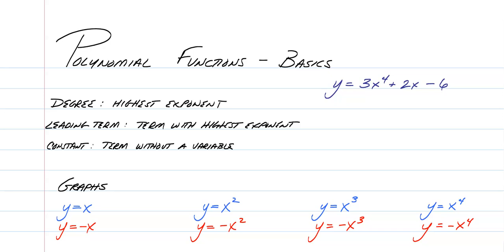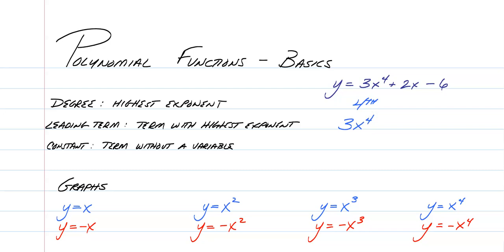The degree of a polynomial function is always the highest exponent of any of the terms. So this example would be a fourth degree, which is known as a quartic. You'll have a cubic if it's a third degree, but the highest exponent is your degree. The leading term is the term with the highest exponent. So your leading term would be 3x to the fourth power.